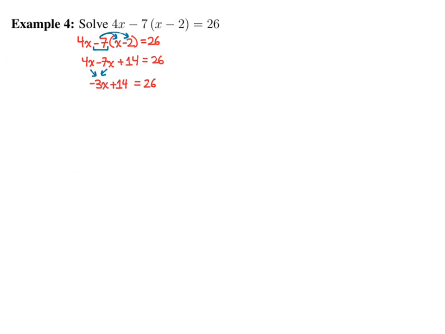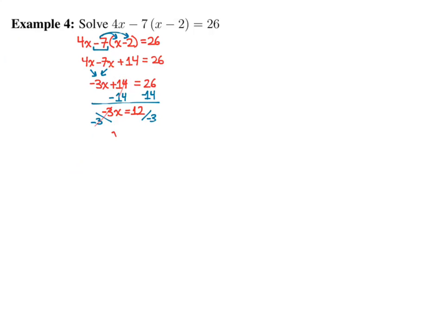Still equal to 26. If you subtract 14 from each side, then you can go bye-bye to the 14s. And negative 3x equals 12. Okay, divide each side by -3.